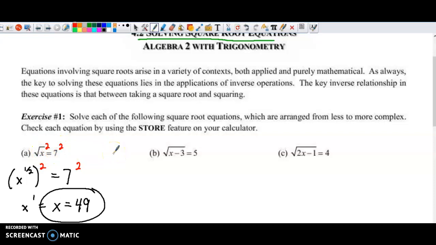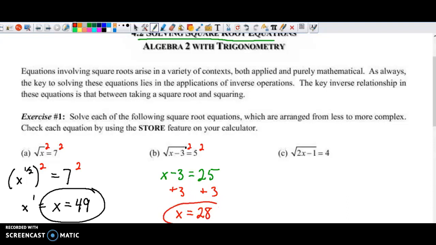So notice with the next one that the order in which you do this matters, because you don't want to add 3 first. You want to start by squaring both sides. And same logic though, the square root and the square cancel each other out, so you're just left with x minus 3 on the left side, and on the right side 5 squared is 25. Now you want to solve this by adding the 3 over, and x equals 28.